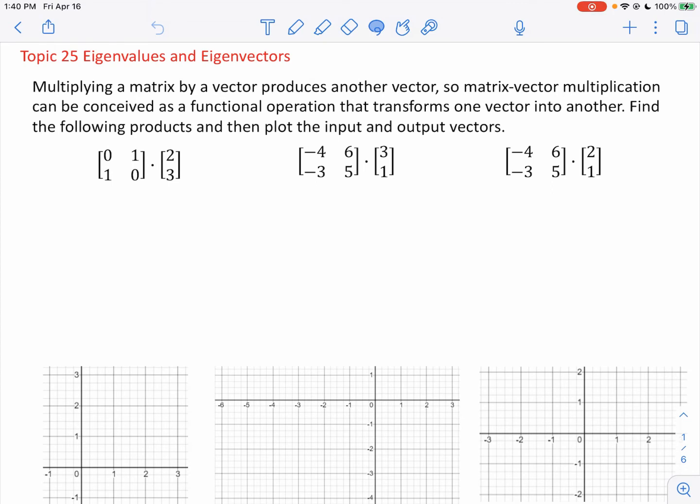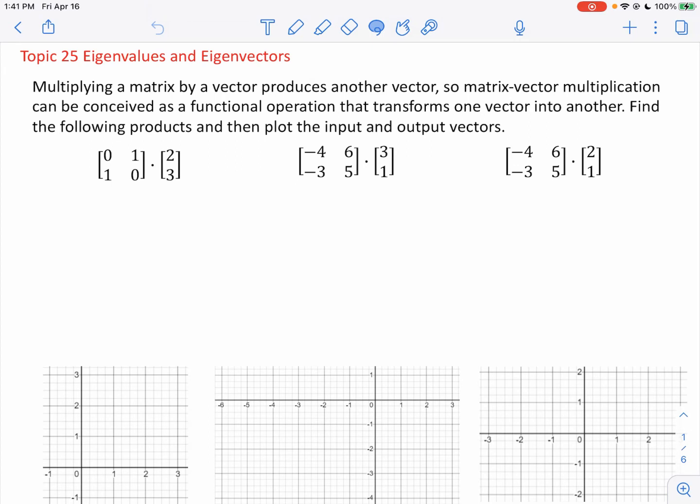I've devoted this entire topic to what these eigenvalues and eigenvectors are and how to find them. And then in subsequent topics, we will use them to help solve systems of linear differential equations. Okay, so let's begin. Multiplying a matrix by a vector produces another vector. So matrix vector multiplication can be conceived as a functional operation that transforms one vector into another.